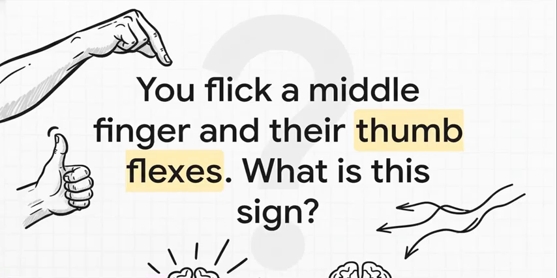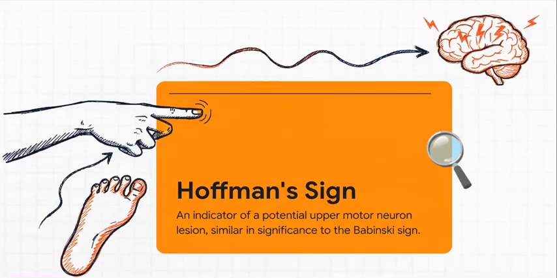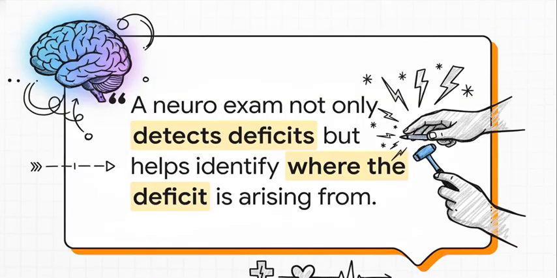Okay, next one. This is a classic reflex question. You're doing your exam and you flick the tip of your patient's middle finger. When you do that, you see their thumb and index finger automatically flex together. What is the name of that sign? Take a second. What was that specific reflex test we mentioned? That right there is a positive Hoffman's sign. And you need to remember this. A positive Hoffman's is basically the arm's version of a positive Babinski sign in the foot. It is a major red flag for an upper motor neuron lesion, and it is absolutely something you need to report immediately.